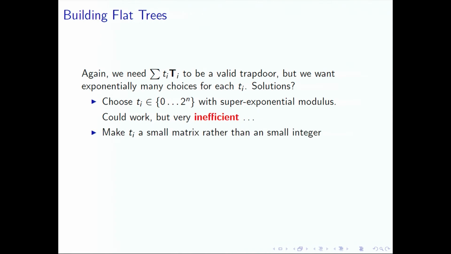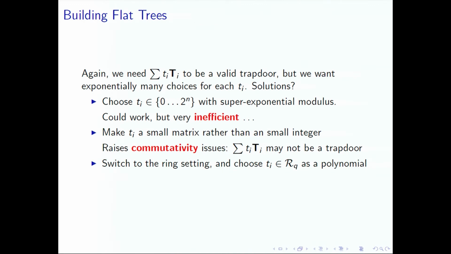We could try to make the TI to be matrices, and to be small matrices rather than integers. So we can replace the integer coefficient by matrices. But actually it raises commutativity issues, and this sum might not just be a trapdoor anymore. It just doesn't work out.